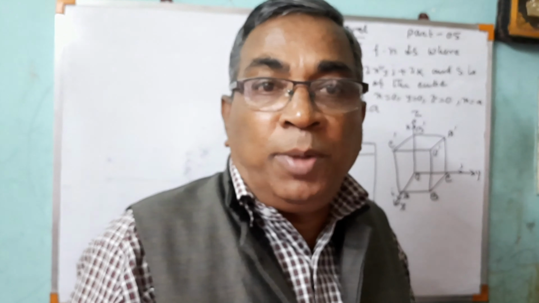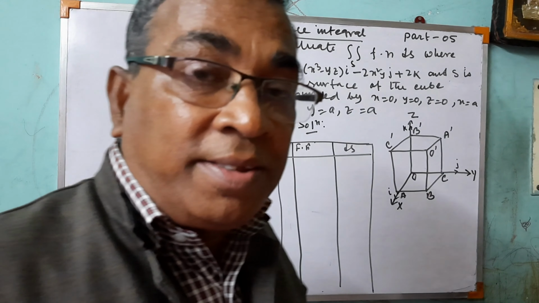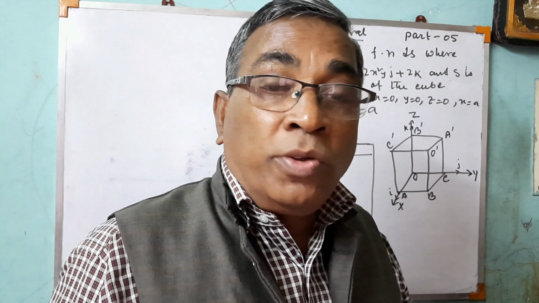In this sum, you see, evaluate this over the surface of the cube. This cube is given, that is x equal to 0, y equal to 0, z equal to 0, x equal to a, y equal to a, z equal to a. That is, the edge of the cube is a. So this cube has six faces, so we have to do 6 integrals. After getting the integral value of every one of the 6 faces, we have to add all of them. Then we will get the required value.